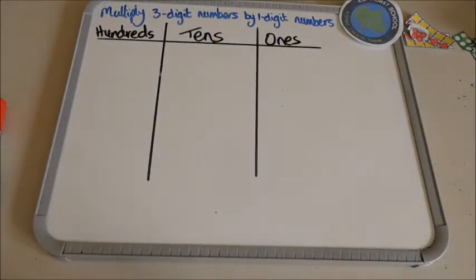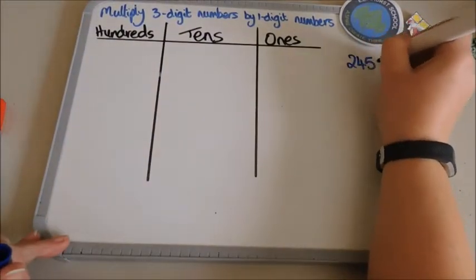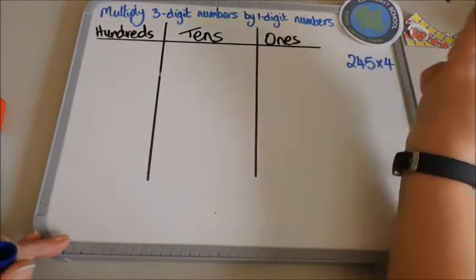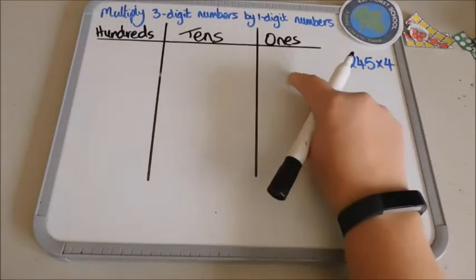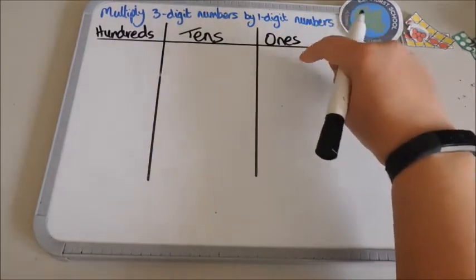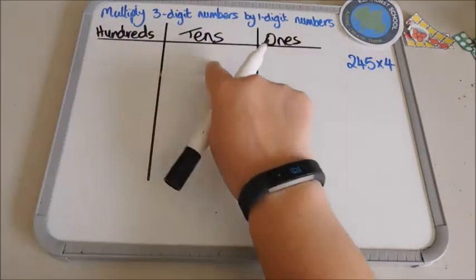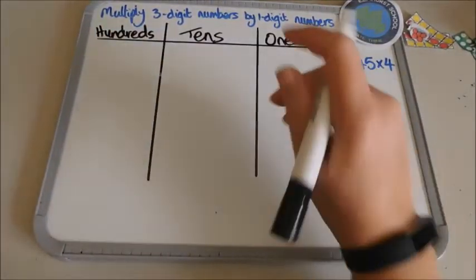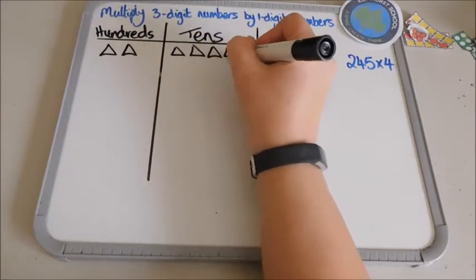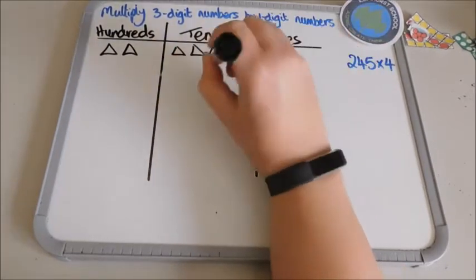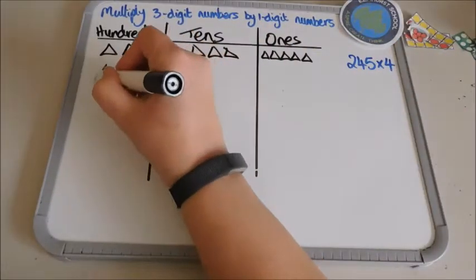The calculation that I'm going to be looking at is 245 times 4. I'm going to use triangles on here. You can use any shape, but I would avoid using circles because it can confuse the children. They think it's a 0. I need to make sure that I have 245, 4 times. So that's 245, and I'm going to repeat that 4 times.